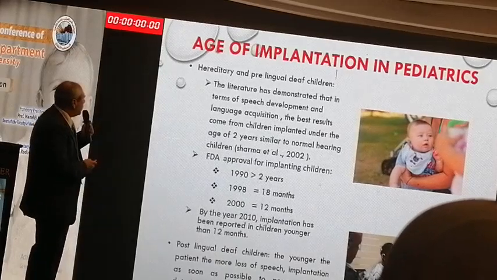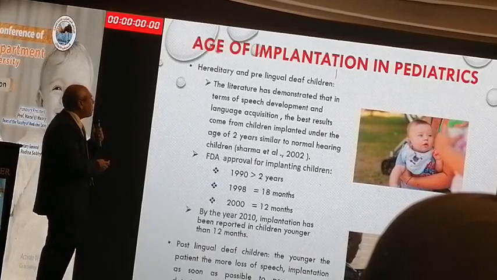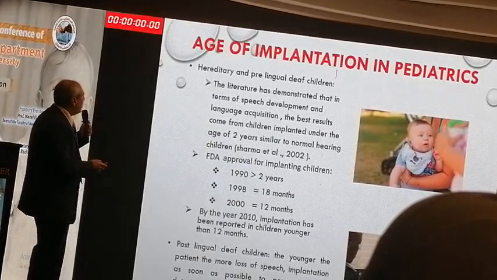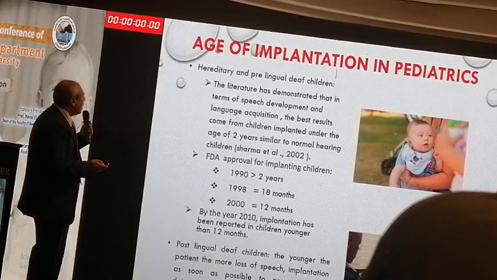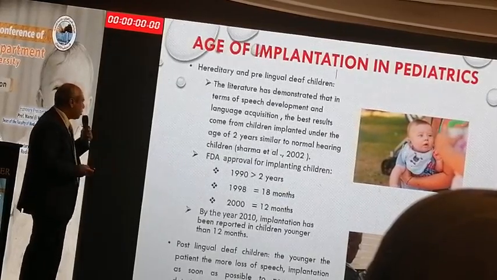In case of congenital sensory hearing loss and children who develop sensory hearing loss before the age of 2 years, what we call prelingual deaf children, it has been shown that in terms of speech development and language, the best results come when the children are implanted under the age of 2 years, similar to normal hearing children.